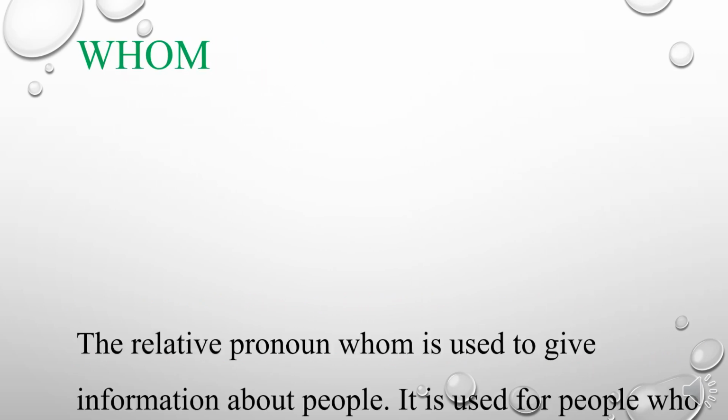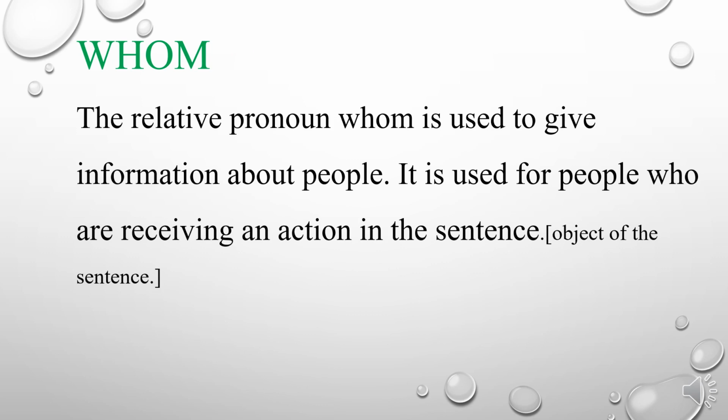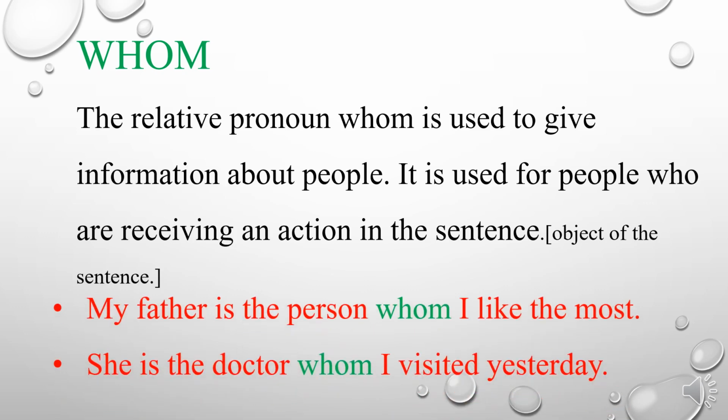Whom. The relative pronoun whom is used to give information about people. It is used for people who are receiving an action in the sentence. We can say that whom is used for object of the sentence. For example, my father is the person whom I like the most. So action of being liked is received by father, so we will use whom. She is the doctor whom I visited yesterday. Action of being visited is received by the doctor, so in this case we will use whom.